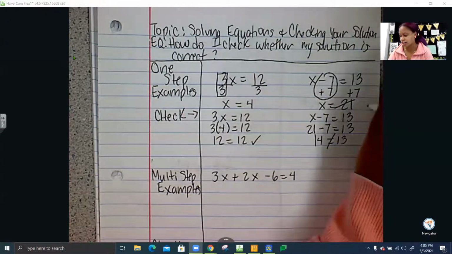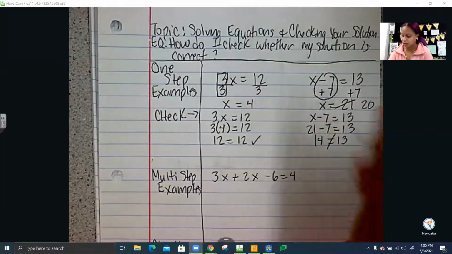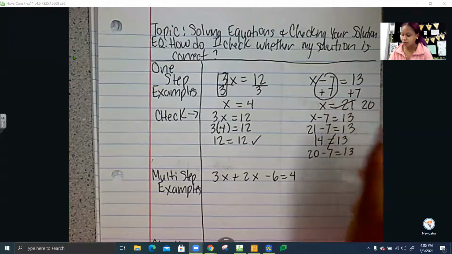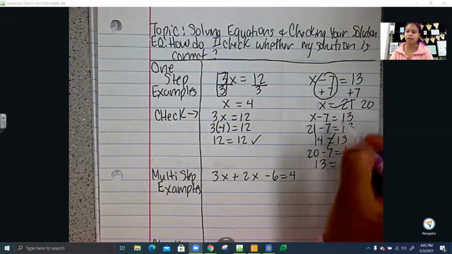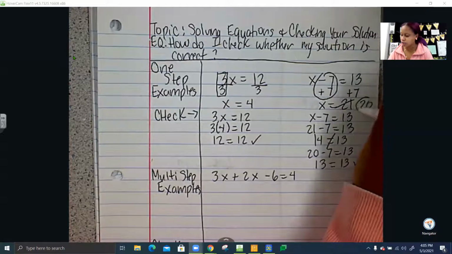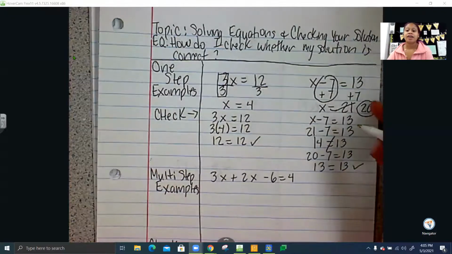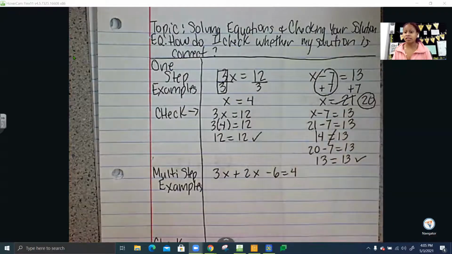13 plus 7 is actually 20. I added wrong; 20 minus 7, that would have been 13. And that's correct. So my correct answer should have been 20. So this is what I mean by checking your solution being helpful, because if I were to substitute it back into the problem and notice, hey, that is not the right answer, then I need to go back to the drawing board and try that problem again.